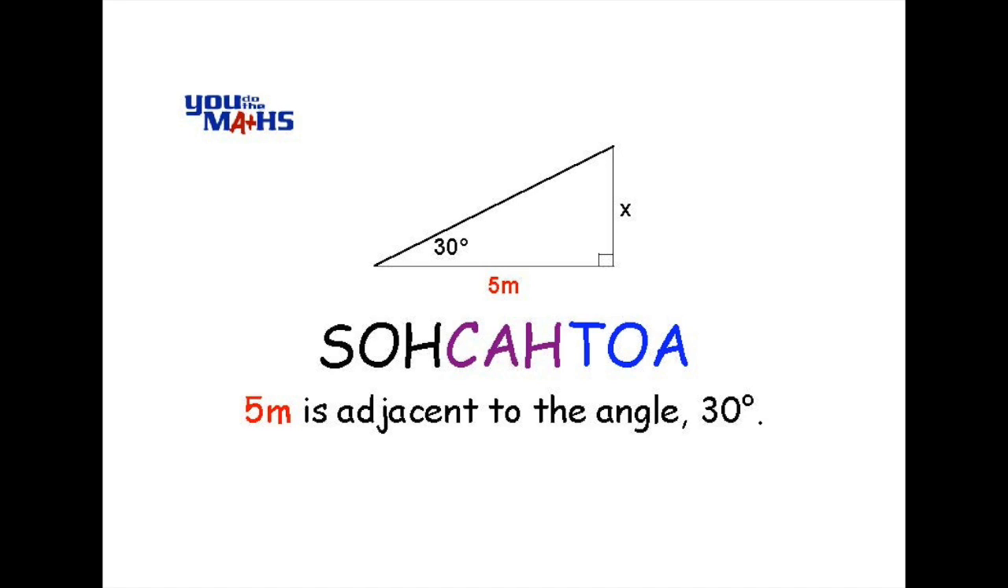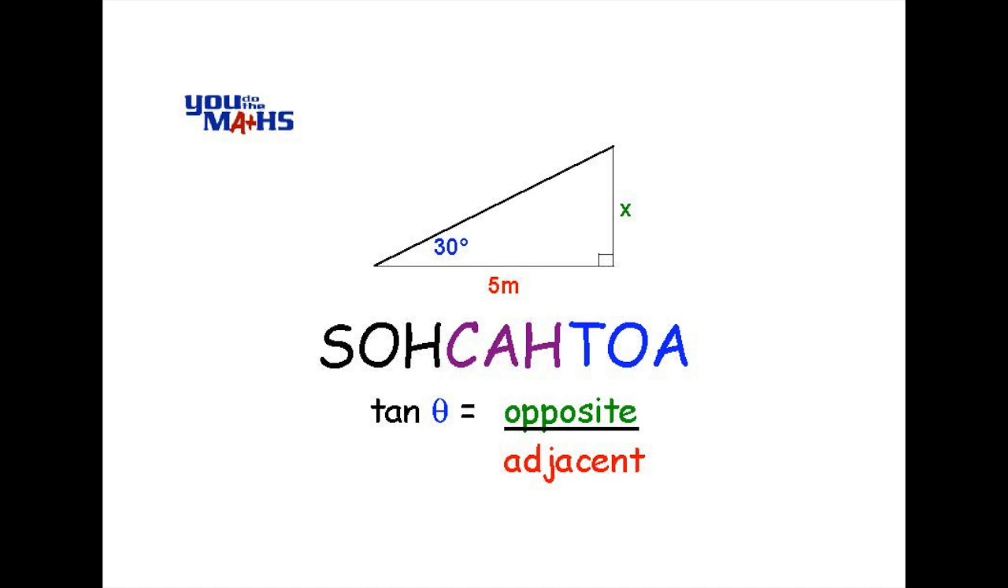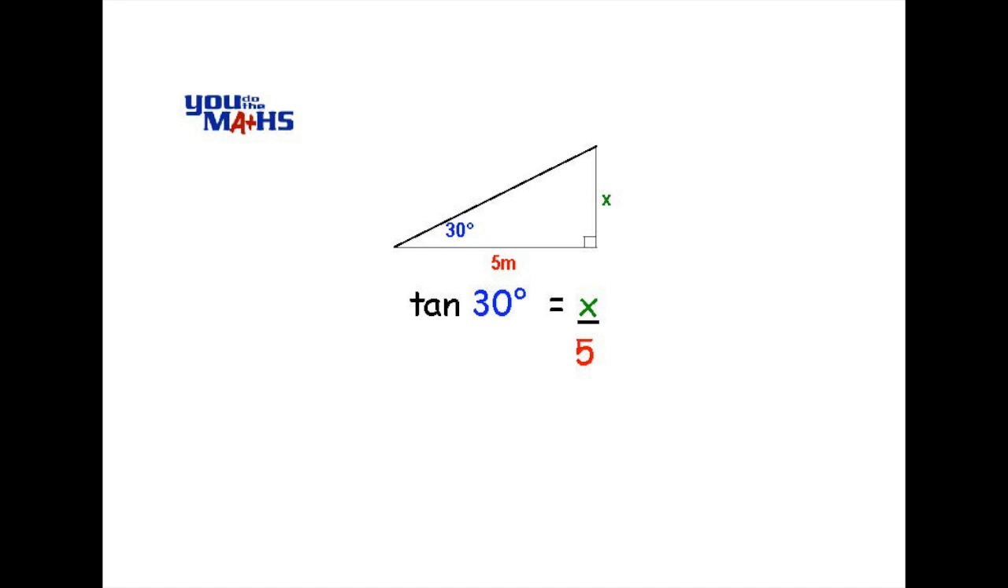We can see that in the capital letters in the abbreviation SOHCAHTOA. Tangent is opposite over adjacent. So tan of the angle is equal to the opposite side over the adjacent side. In this case, the angle's 30 degrees, the opposite side is x, and the adjacent side is 5 meters.